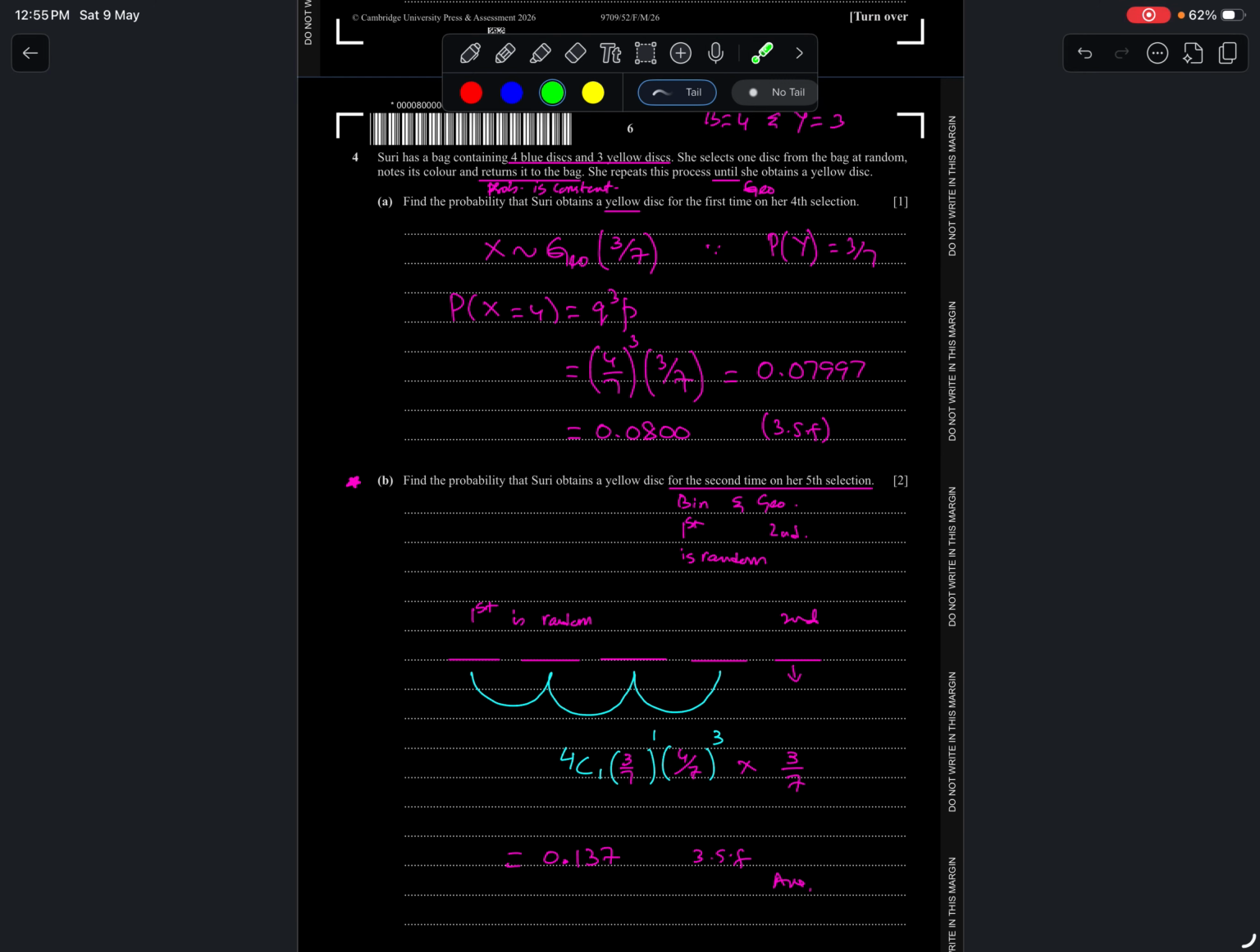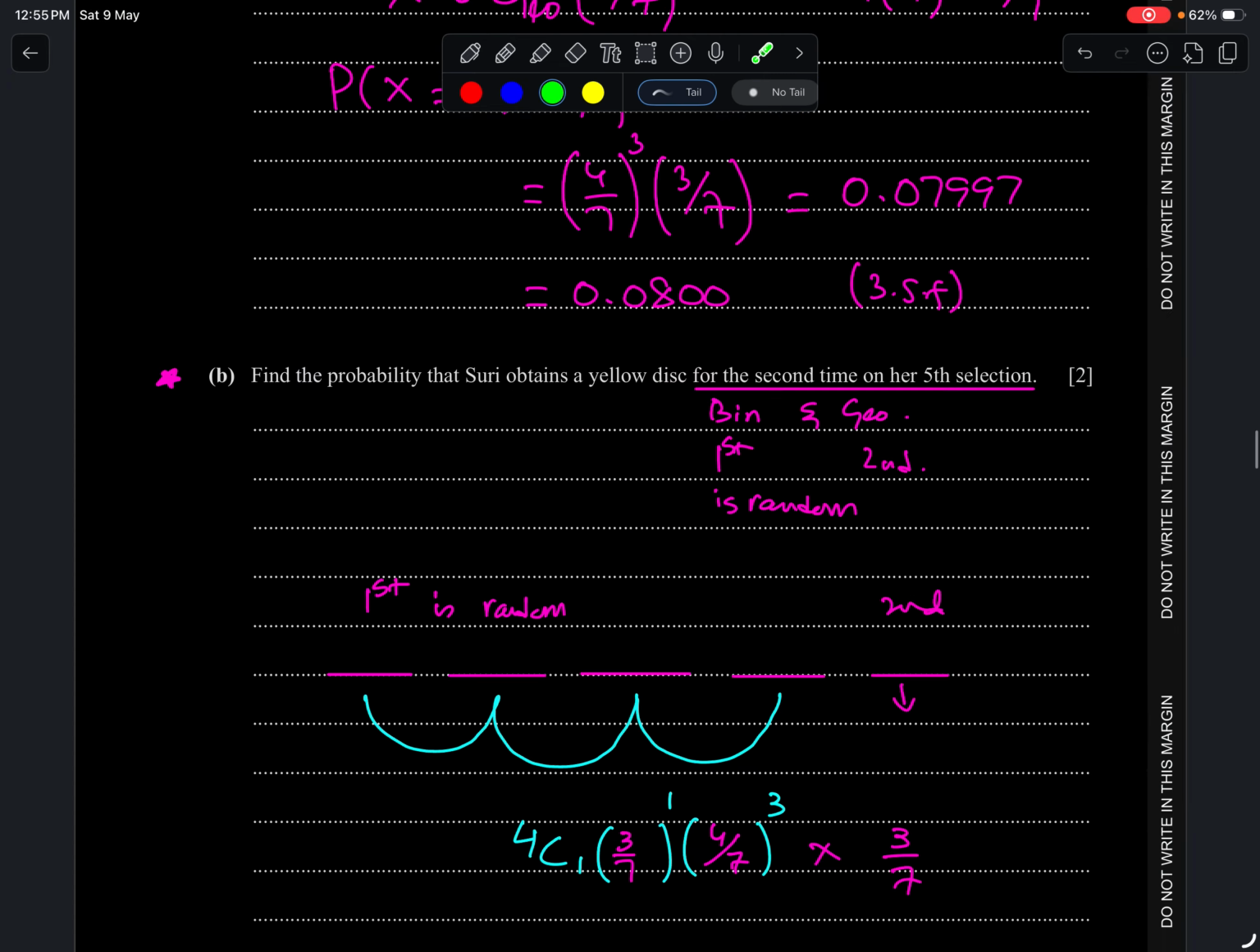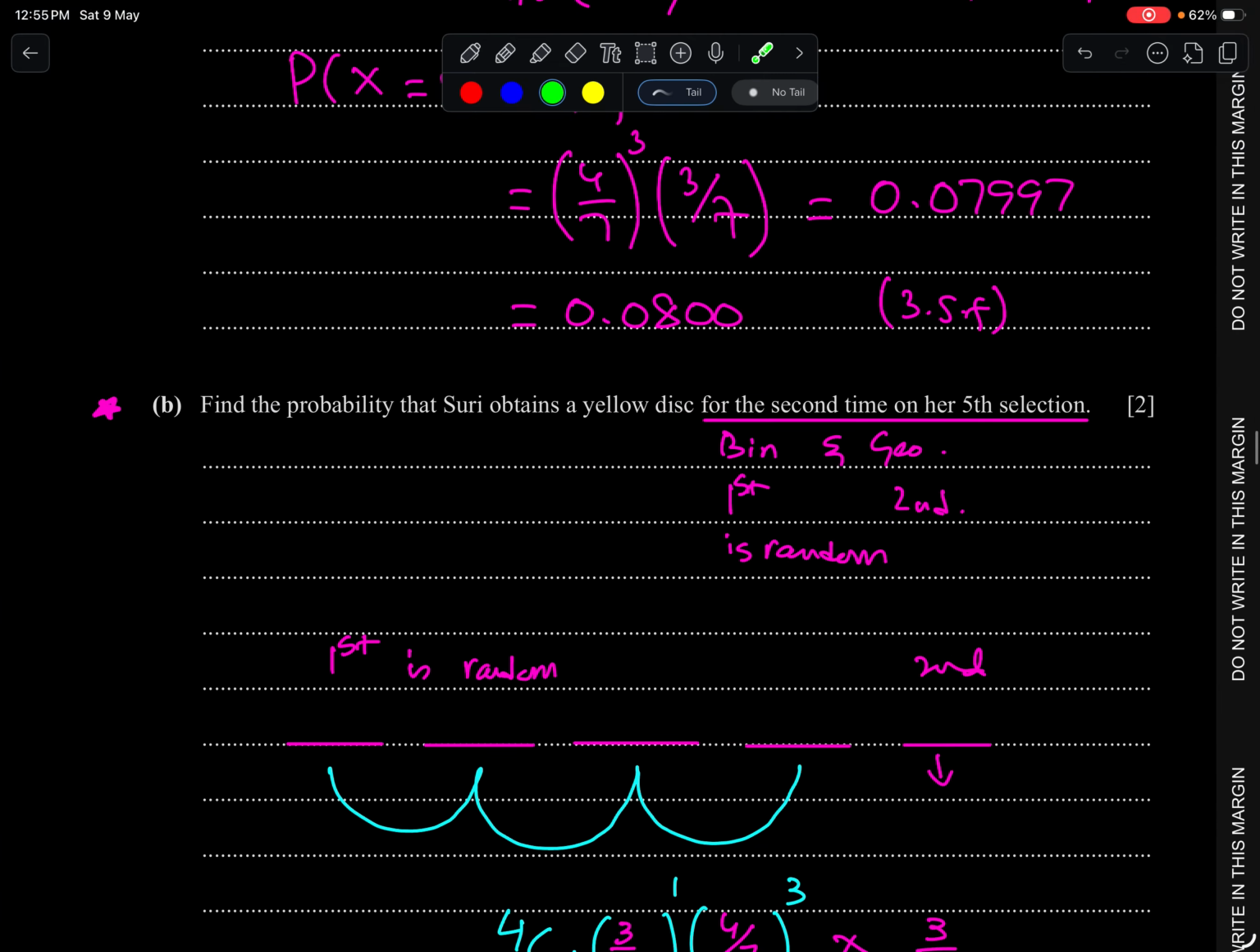Because of lack of time, I'm not discussing those questions. I'm just discussing one question of each type. So we have done this. So binomial and geometric, we have completed both.